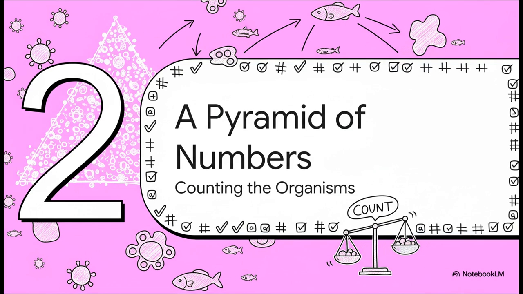Okay, that's a simple line. But how do we turn that into a picture? Visualize it. Well, the easiest, most straightforward way is just to count everything up. And when you do that, you get what we call a pyramid of numbers.